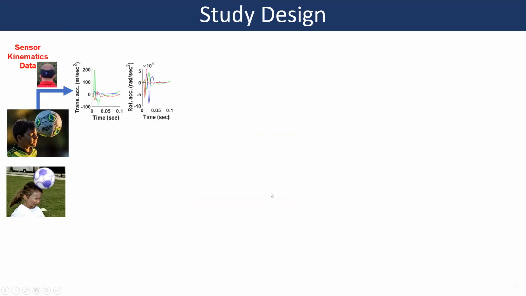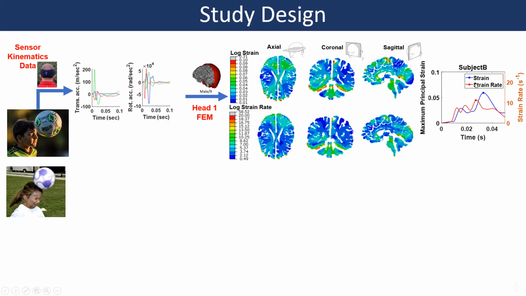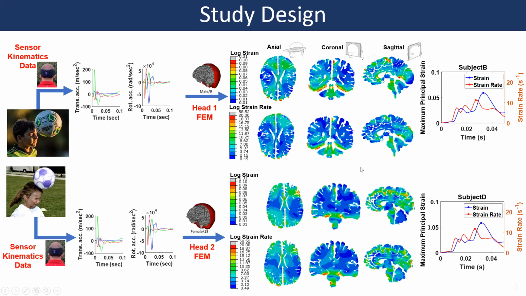So with that information and our objective, we designed our study. We have players of different age and sex groups. While heading the ball, they wear headband-mounted sensors that obtain the head motion kinematics, and this serves as the boundary condition for our simulation. We take subject-specific MRI scans, develop our subject-specific models, and then obtain strain and strain rate maps in the entire brain. We can also do trend analysis to see how the maximum strain and strain rate in the entire brain change with time. And we can repeat this process for different individuals and compare how the response changes.